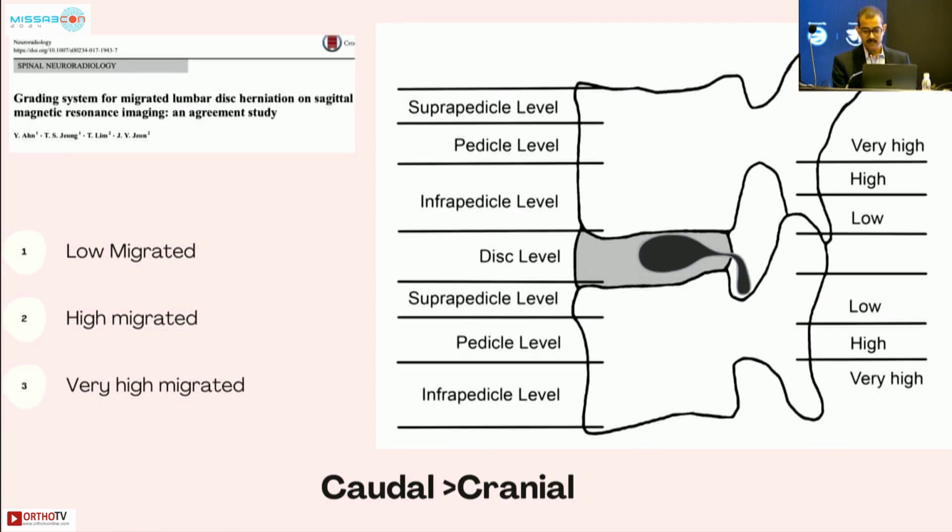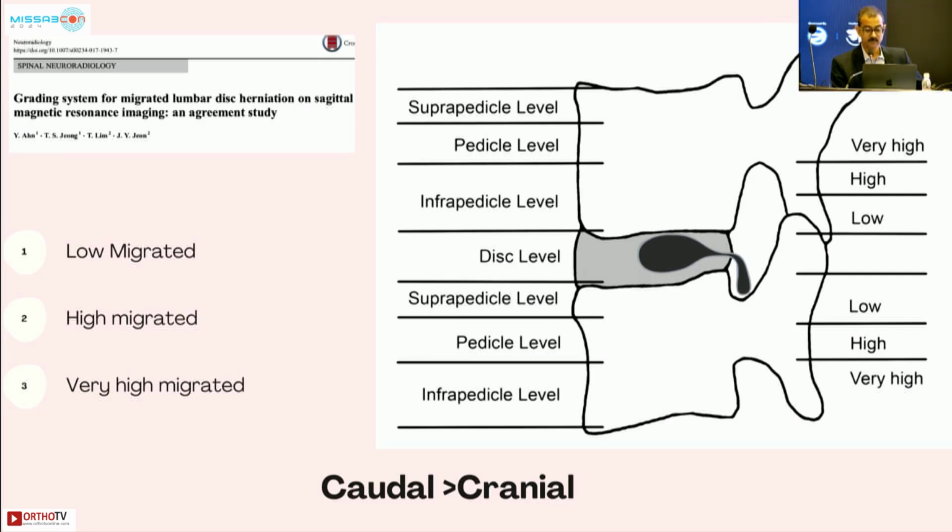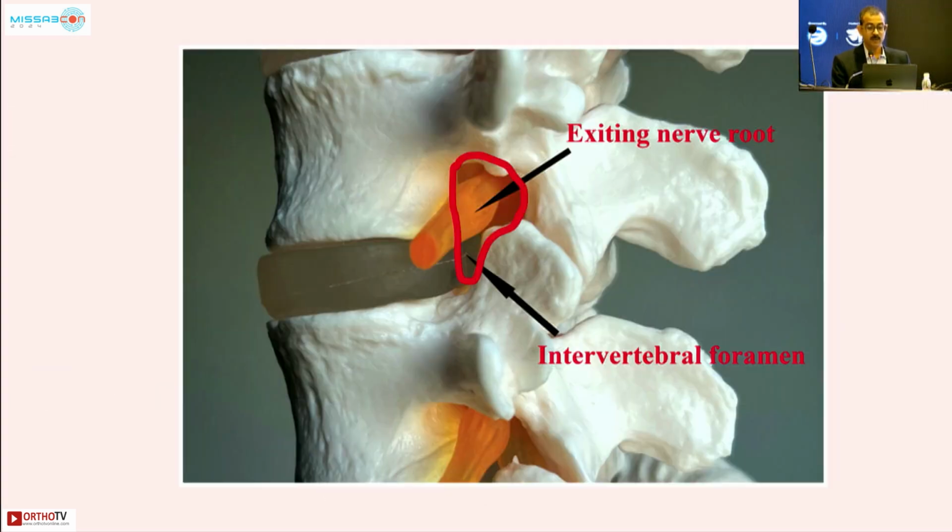The thing is, as we go away from the index disc and the Camden's triangle, it is difficult to access by the conventional techniques. The caudal herniations are more common, however the cranial are more common in the upper lumbar cases and elderly patients. So anything beyond this foramen becomes a challenge. So molding of this foramen is required.